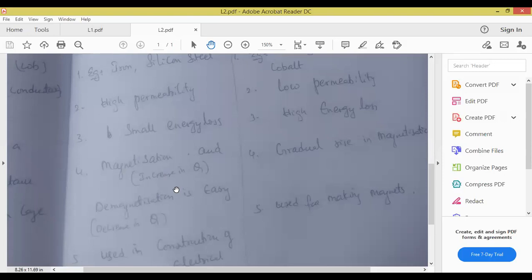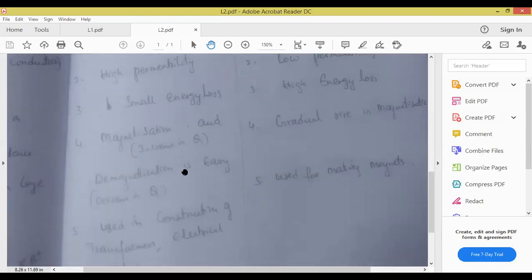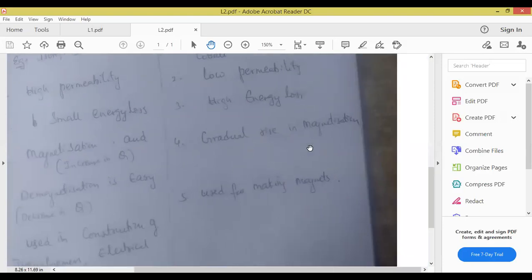And when you switch off the fan, is it stopped immediately? No. The fan speed decreases, which is called demagnetization. So for soft magnetic materials, magnetization and demagnetization are easy, whereas the magnetization is very slow here. That's why we have written gradual rise.